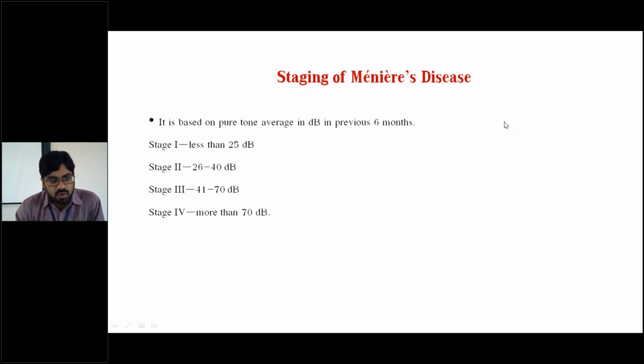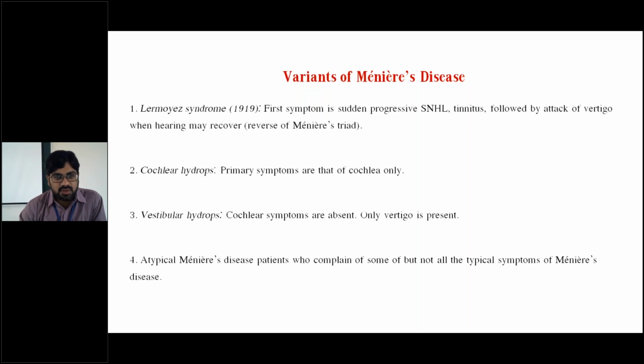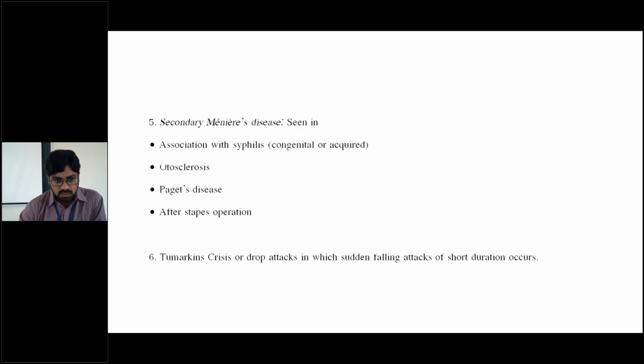Staging of Meniere's disease: you do stage 1, stage 2, stage 3, according to the pure tone audiometry, and there are some variants. If your first symptom is sensorineural hearing loss, followed by tinnitus, and at last the vertigo, it's Lermoyez syndrome. So Lermoyez is a reversal of the Meniere's triad. Whereas in cochlear hydrops the primary symptoms are of only the cochlea, that is only hearing loss, which is more common, and tinnitus. When you have hydrops and mostly only the vertigo complaint, then it's vestibular hydrops. Atypical Meniere's disease is when only some of the complaints are there, because all the complaints are not there.